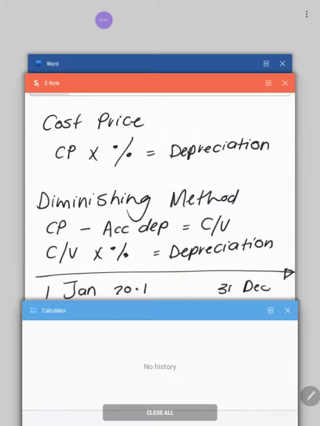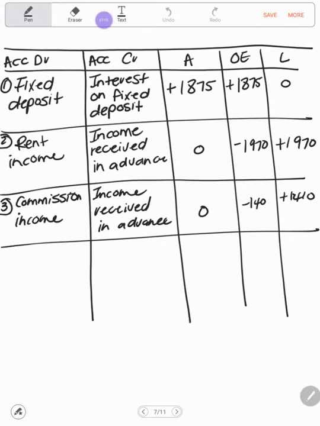So remember, what is depreciation? It is an expense, so it is debited depreciation, and then accumulated depreciation on vehicles. You have to be specific on vehicles.